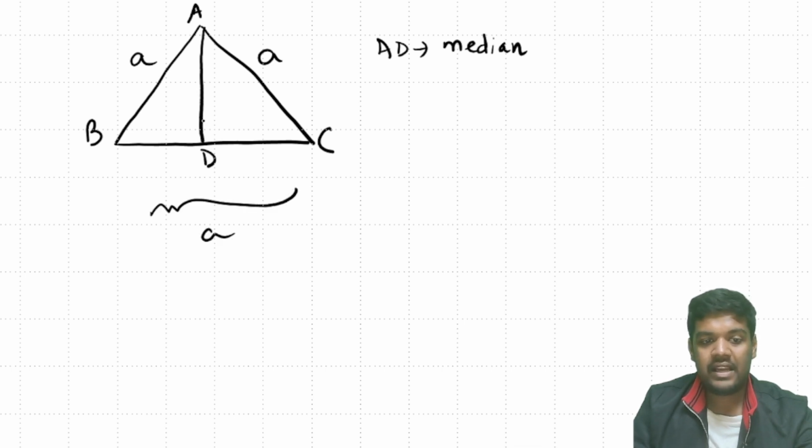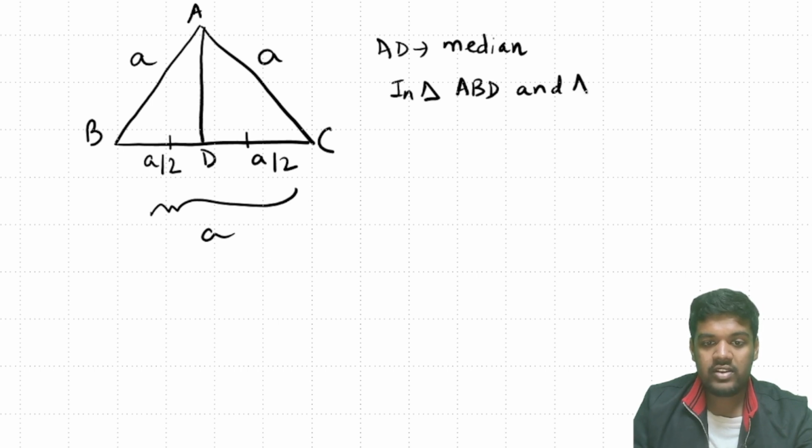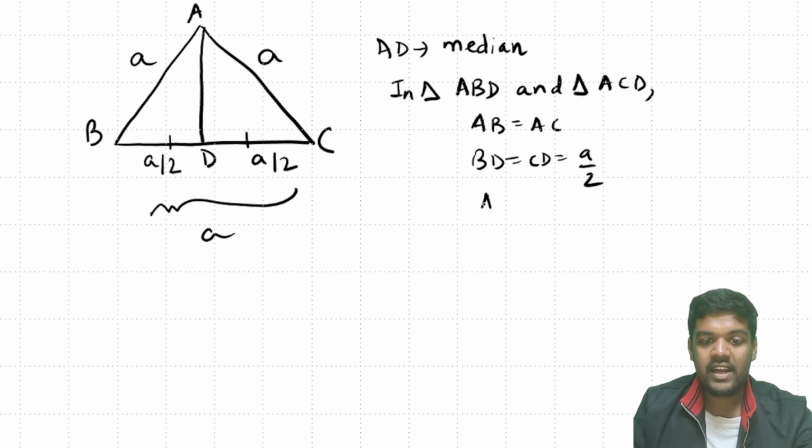If BC is A, AD is median. We know median divides the side into two equal parts. So BD equals A by 2, CD equals A by 2. Right. Now, if we see in triangle ABD and triangle ACD, we see that AB equals AC, right? BD equals CD equals A by 2, right? And AD is the common side. So we can say that triangle ABD is congruent to triangle ACD.